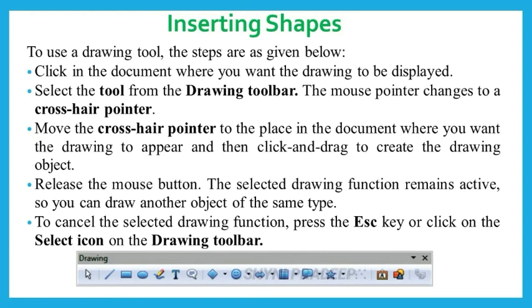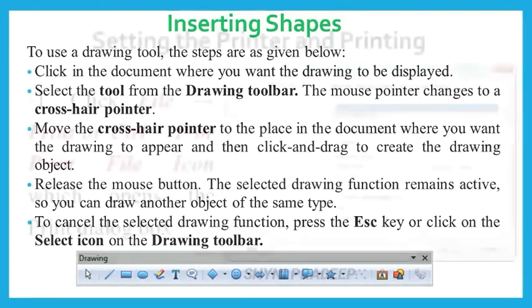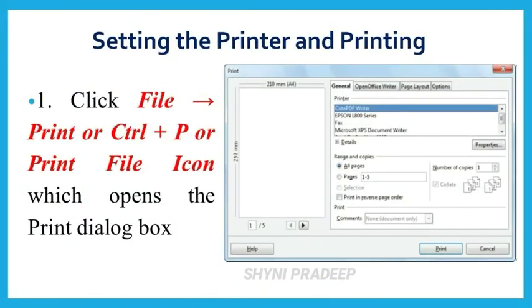The selected drawing function remains active, so you can draw another object of the same type. If you want to cancel the selected drawing function, press the escape key or click the select icon on the drawing toolbar.